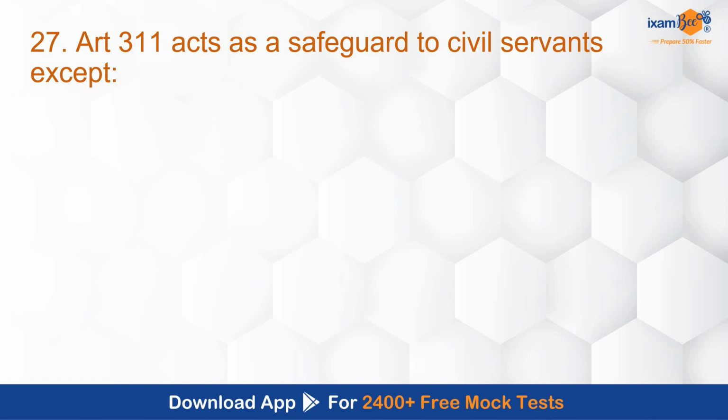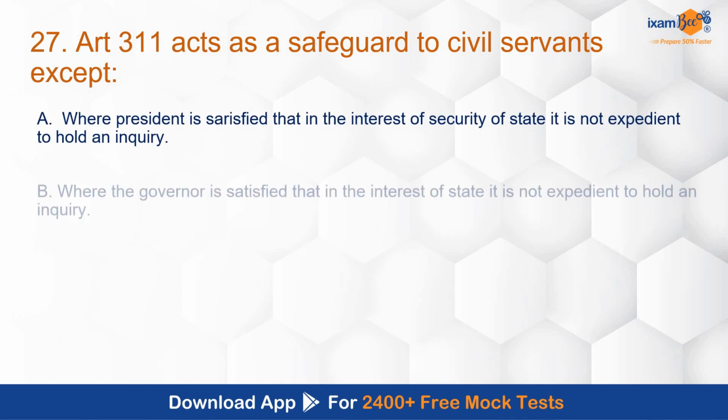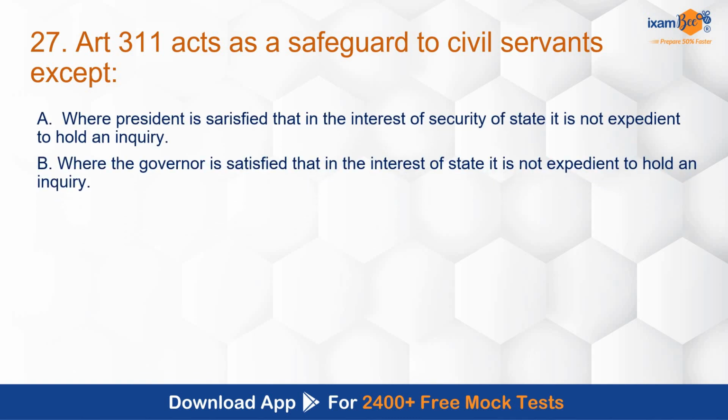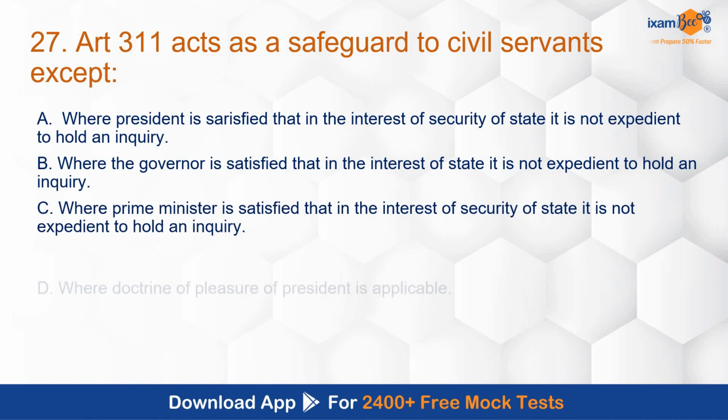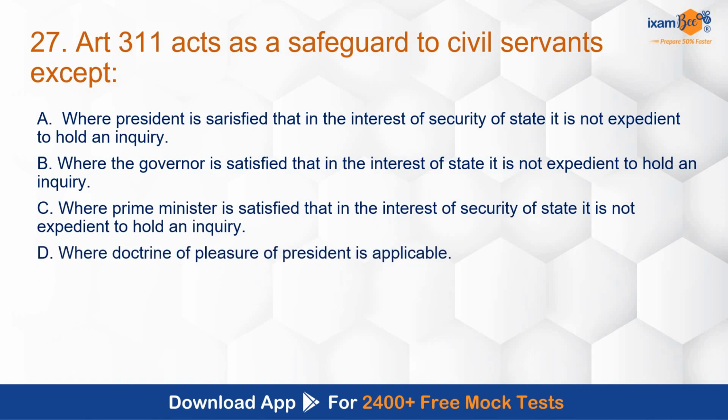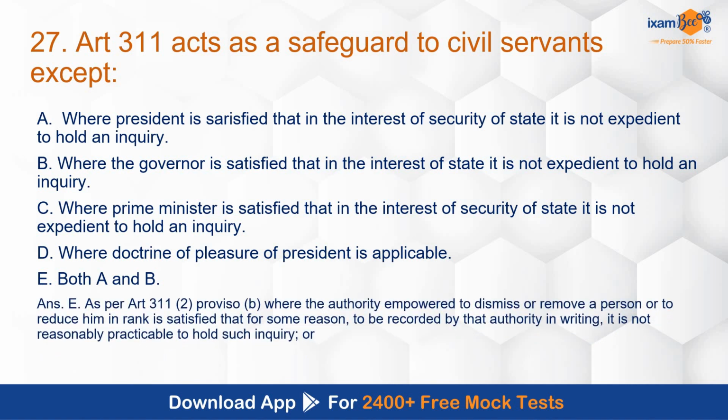Question number 27. Article 311 acts as a safeguard to civil servants except. So here you can read the options. Where President is satisfied that in the interest of security of state it is not expedient to hold an inquiry. Where the Governor is satisfied. Where the Prime Minister is satisfied. Where doctrine of pleasure of President is applicable. Both A and B. Correct answer here is E. Where President or the Governor is satisfied.